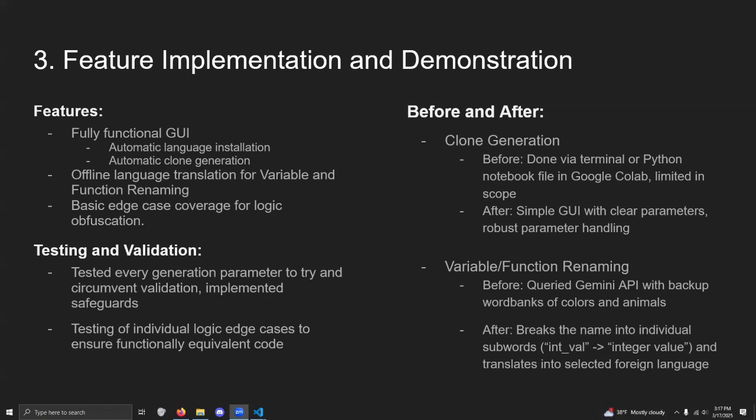When it came to testing and validation, we tested generation parameters to see if we could circumvent validation in the GUI, as well as testing individual logic edge cases. Prior to this sprint, clone generation was done via terminal or Python notebook file in Google Colab, and now it runs in simple GUIs with clear parameters and strong parameter handling. Variable and function renaming used to query the Gemini API with backup word banks of colors and animals, while now it can translate into functional, completely accurate foreign language representations.